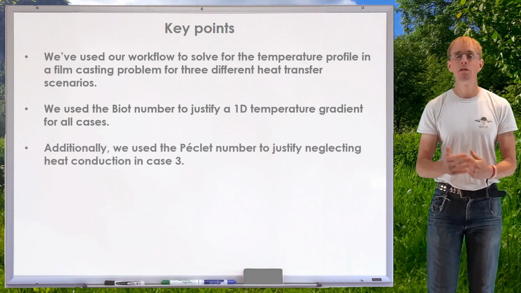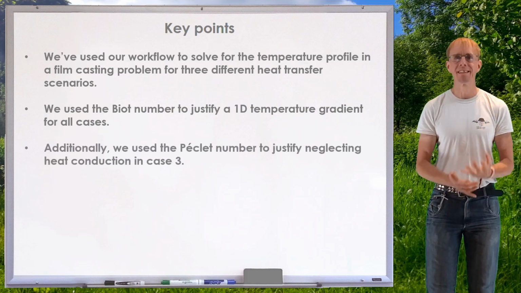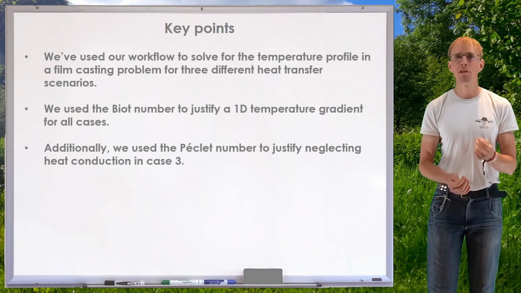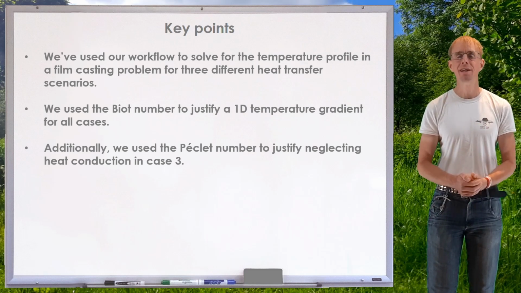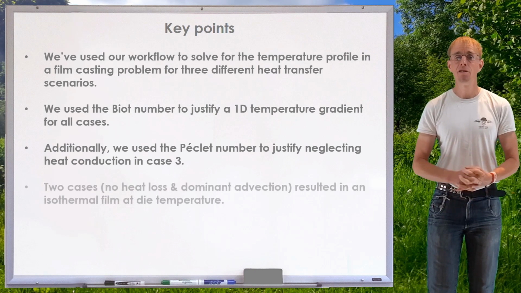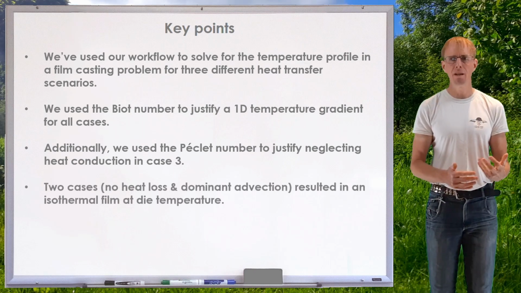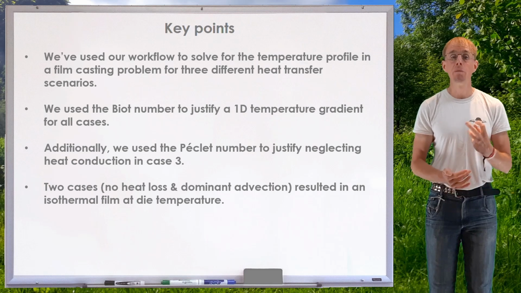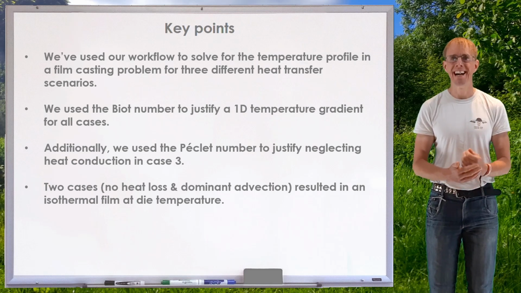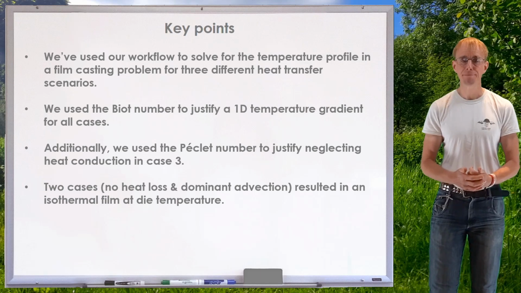When we came to dealing with an advective case, again we sat down and thought about it, and we looked at the Peclet number, and that allowed us to justify the complete neglection of heat conduction in that final case. 2 of the cases that we looked at, one with no heat loss, a very facile problem, and one with dominant advection, resulted in essentially an isothermal film at die temperature.